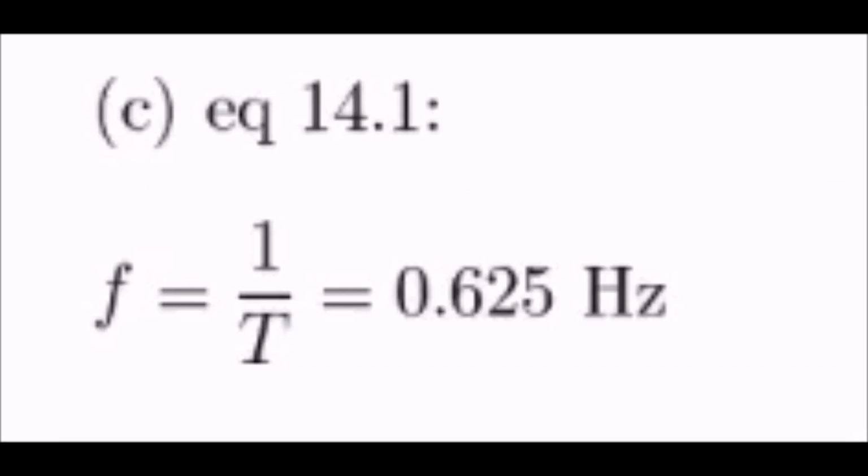Now, to solve for our frequency, we would use the book. Equation 14.1 states that frequency equals 1 over our period, which is 1.6 seconds. Our final answer would be 0.625 hertz.